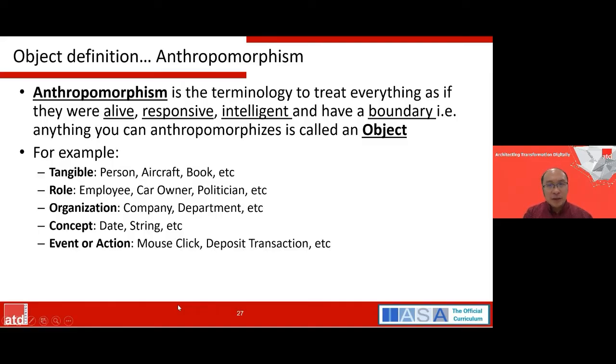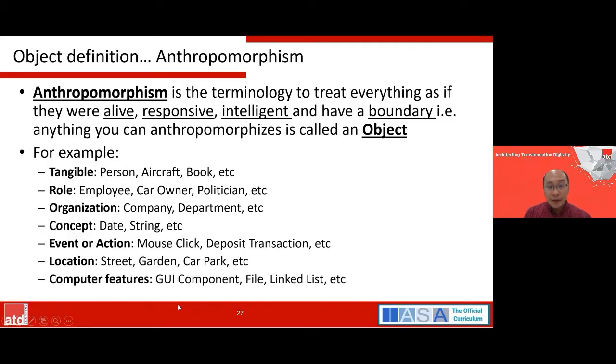Like a mouse click. Is it a right click? Is it a left click? Is it a double click? Location, same thing. They can respond to me, and computer features. All these are very important concepts that need to be properly thought through, solving the real problem in this concept, anthropomorphism.